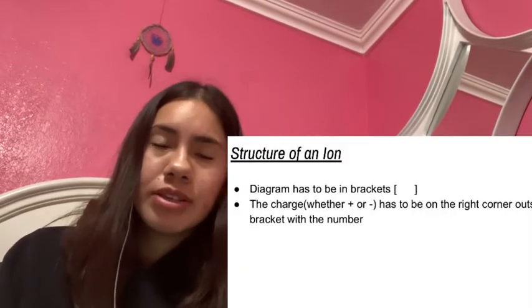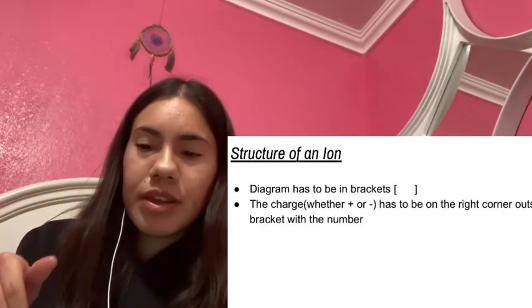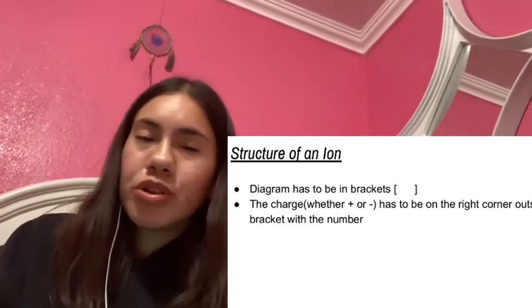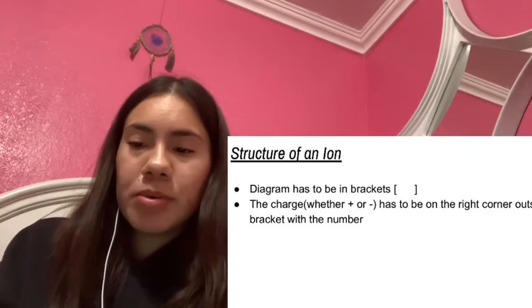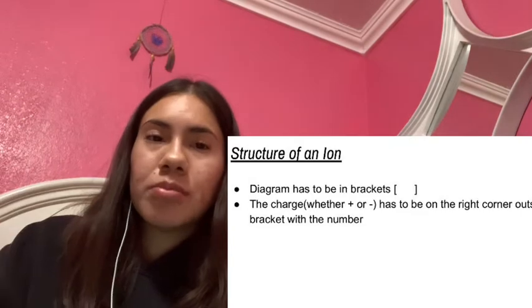In the structure of an ion, we're going to have the diagram in these brackets, and you're going to put the charge, whether positive or negative, outside of the bracket on the right corner, with the quantity, like a positive 2 charge or negative 5 charge. Here I'm going to be showing you 2 examples, one of a cation and one of an anion, and I'm going to be showing them now.